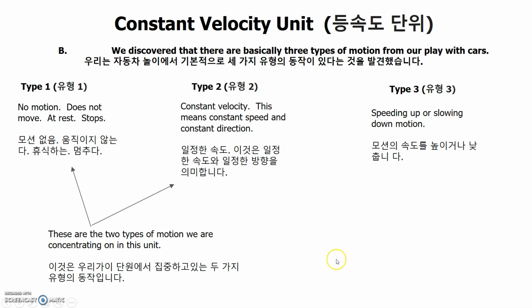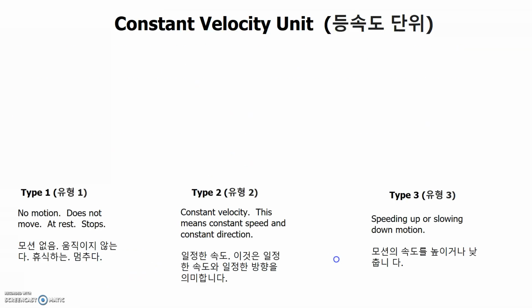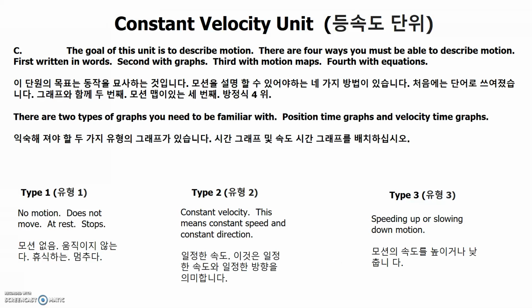In this unit, the only thing you need to know is type 1, where it's not moving, or type 2, where it's moving at constant velocity. So the goal of this unit was to describe motion. There are 4 ways you must be able to describe motion. First, written in words. Second, with graphs. Third, with motion maps. And fourth, with equations.